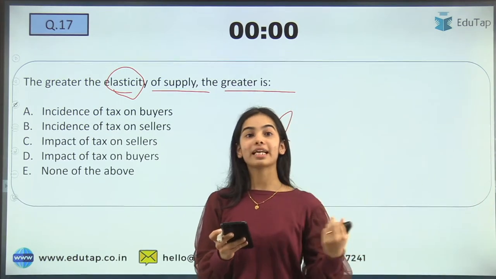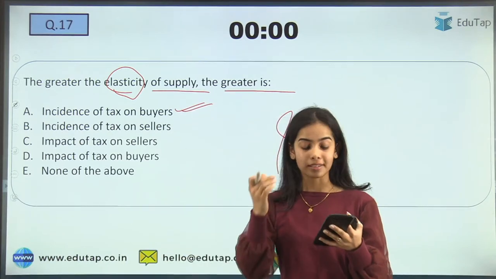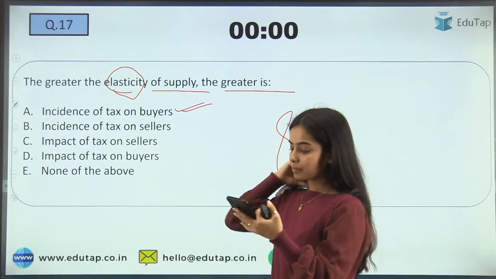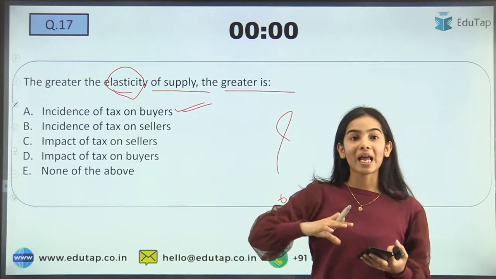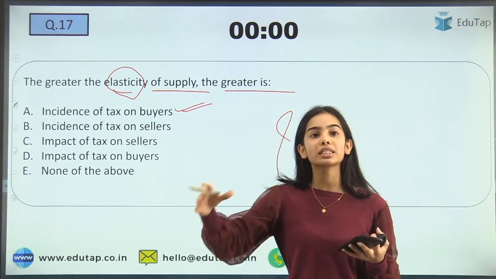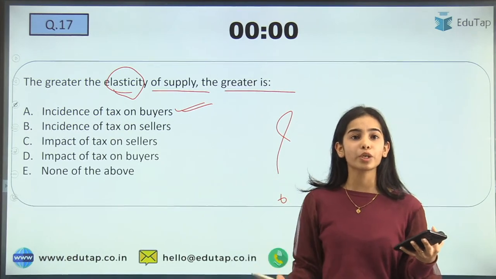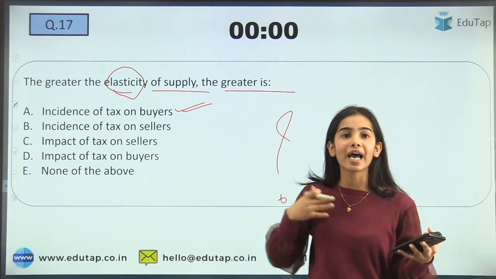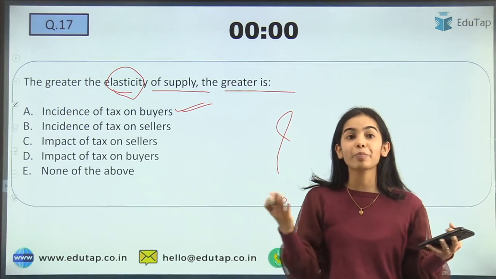Okay, Karan has given the right answer and he is saying A, and that is the right answer. Okay, so the greater the elasticity of supply, the more easily supply can change. If the burden is to fall on the suppliers, what will he do? He will say, I will not produce. I will stop producing. Why should I produce when I have to bear most of the tax and my profits are reducing?